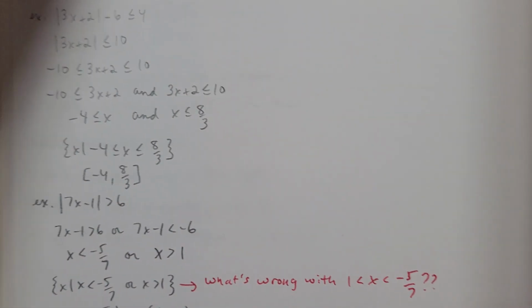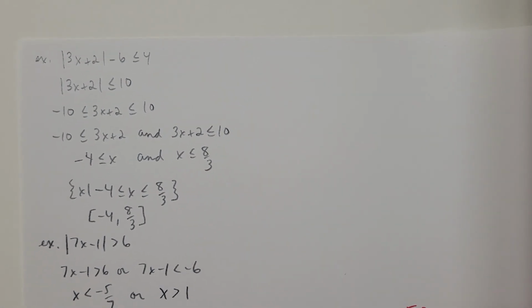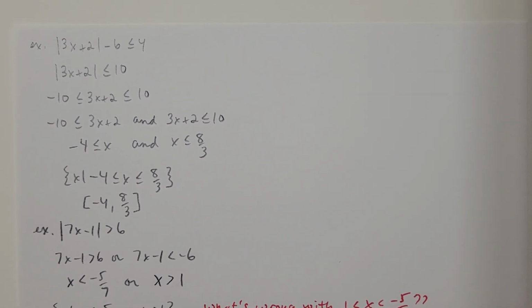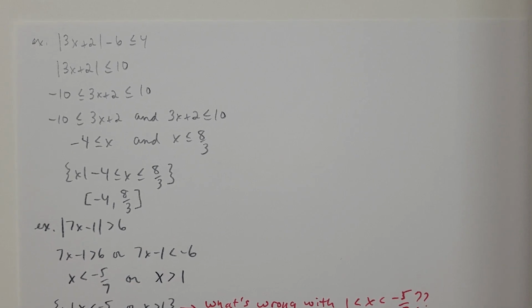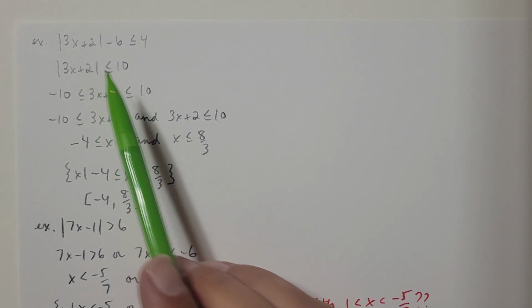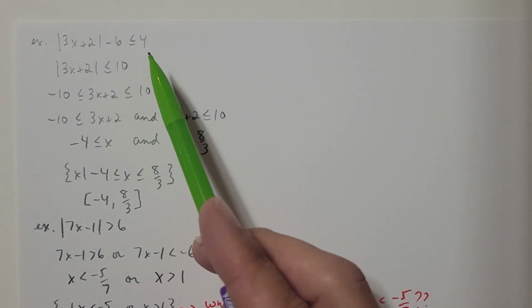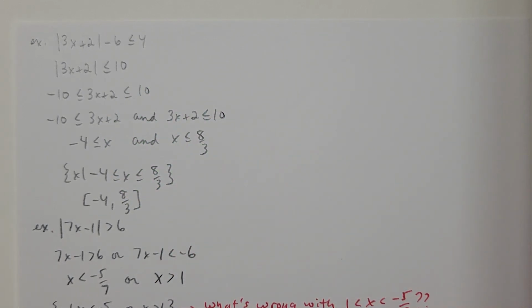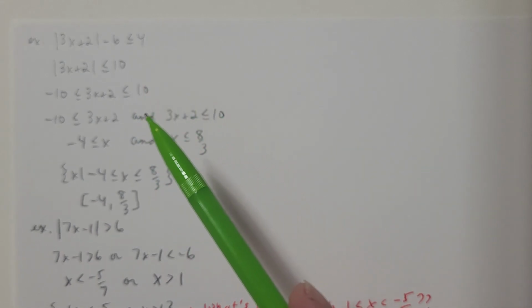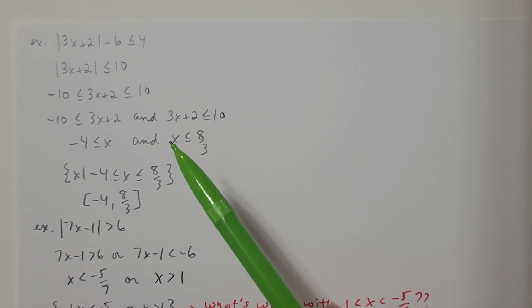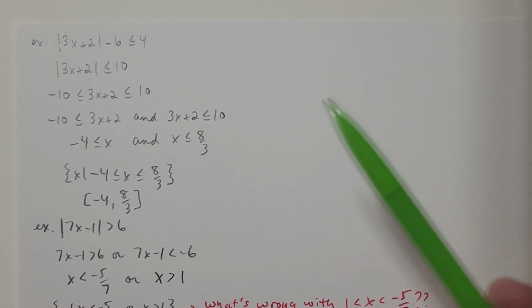All right, so let's take a look at some examples of this. In this first example, what if I wanted to solve the inequality given by the absolute value of 3x plus 2 minus 6 less than or equal to 4? Solve for x. Well, if I add 6 to both sides, the absolute value of 3x plus 2 would be less than or equal to 10. So am I going to write the word and or or? Well, I have a less than sign. Here it's a less than or equal to sign, but I still need to write the word and.